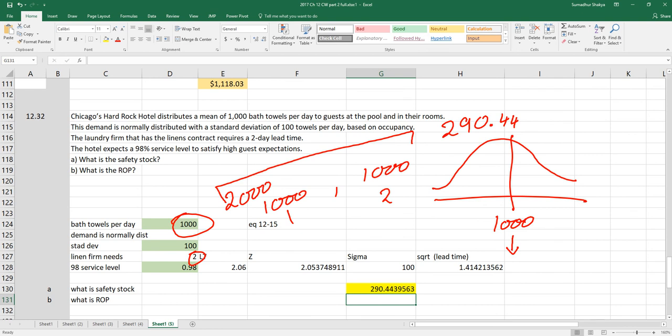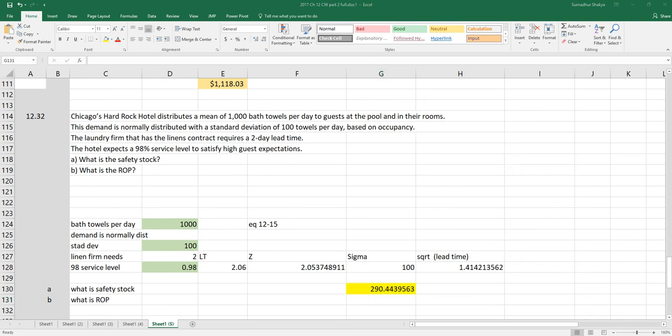But what if on some days there were to be more guests on the upper end, which means on that day more towels will be consumed. So they need to keep 290 more towels that will allow them to cover 98% of their demand. Remember 98%, this was reflected by the z-score. So 98% of the time they would have something on hand, and that can be reflected by carrying 290 more towels on hand. So this is what we call our safety stock.